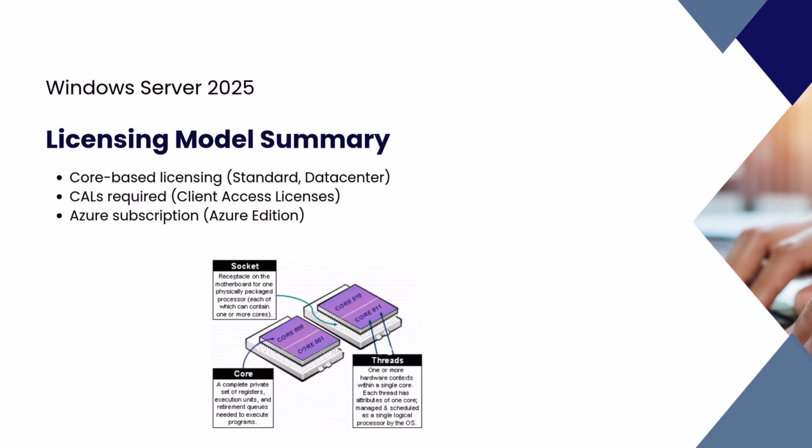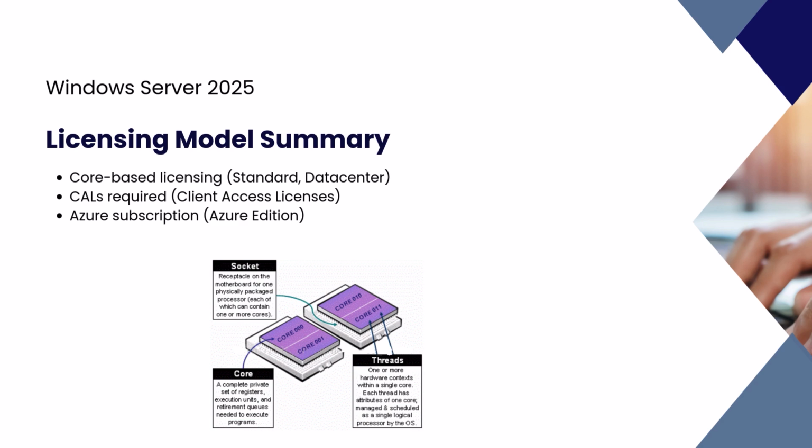Let's talk about how licensing works in Windows Server 2025. It's not based on the number of servers or CPUs. It's based on the number of physical CPU cores. Now, a physical CPU is the actual chip inside your server, the one you can touch with your hand. Each CPU can have multiple cores. For example, one CPU might have 8 cores, 12 cores, or even more.